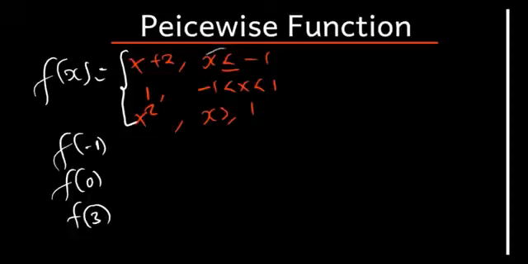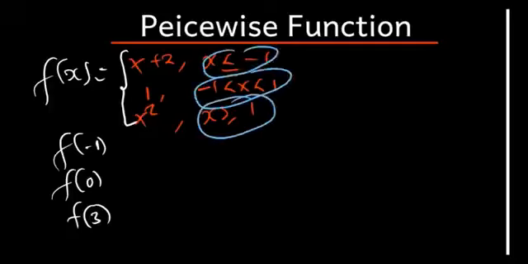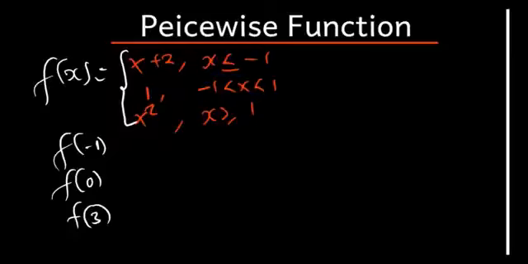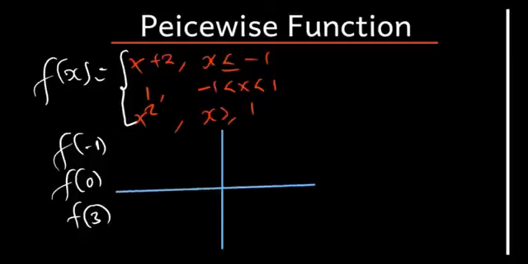So you only follow these domains. The first part here is the domain for the first function, this is the domain for the second function, this is the domain for the third function. Okay, so now what we're going to do, we're going to say this is our graph. So I'll put it here. This is going to be my graph. Okay, so here's my graph.